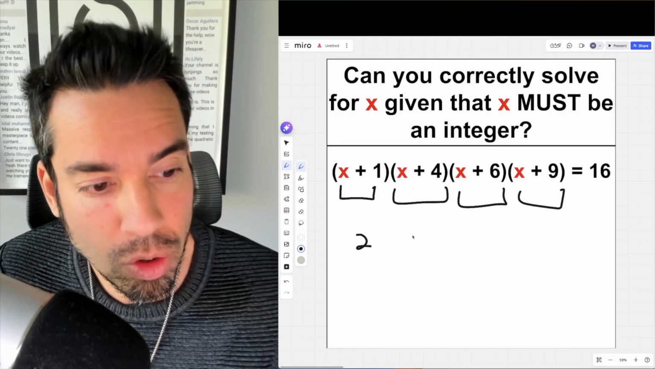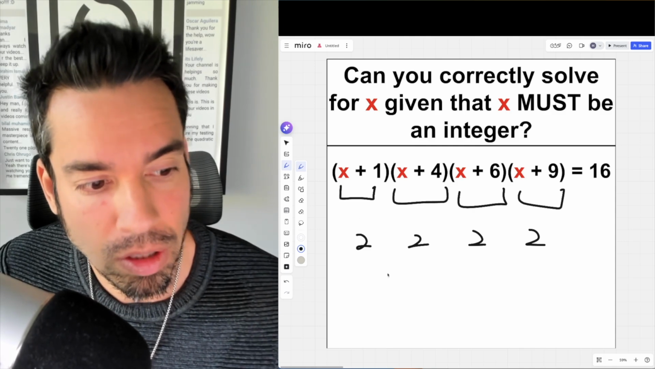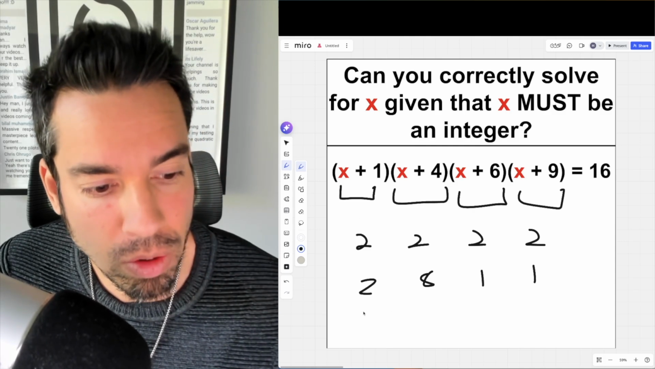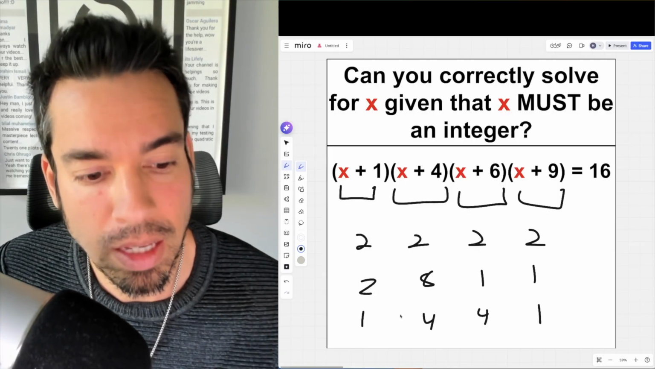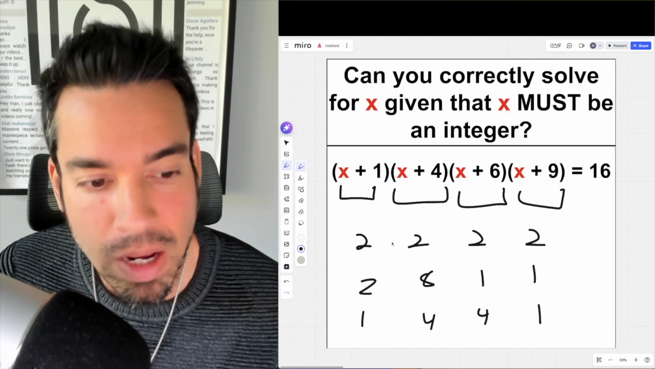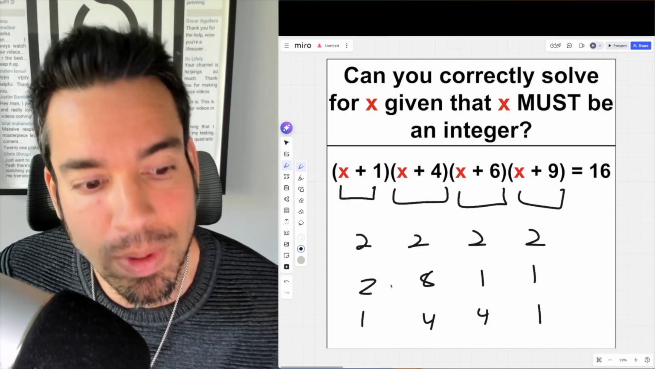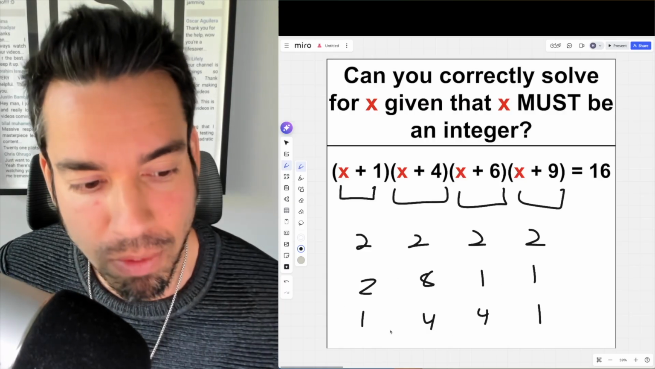So we've got a couple different options, right? We could have 2 times 2 times 2 times 2. We could have 2 times 8 times 1 times 1 maybe, and then we could also have 1 times 4 times 4 times 1. But the issue is, how are we going to get these repetitive numbers, right? How could we get four 2s if these are all plus 1, plus 4, plus 6, plus 9? How are we going to get 2 and 8 and then again a repetition of 1, or here a repetition of 4 and a repetition of 1?